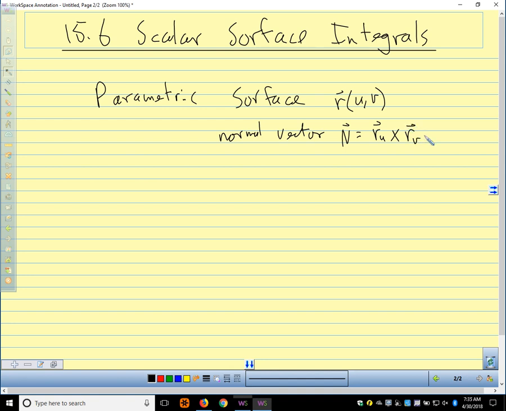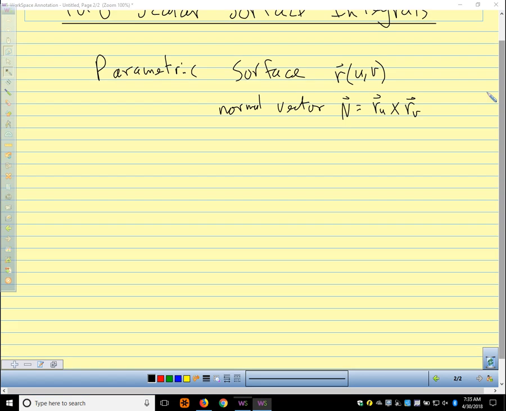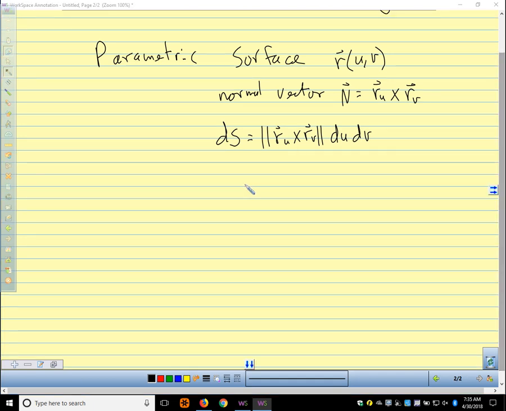We cross those partial derivatives, those vectors. And the surface area differential, dS, was the magnitude of r sub u cross r sub v, du dv. So our surface area differential, the little piece of surface area, is the magnitude of the normal vector. And when we talk about vector line integrals, that's going to be important.